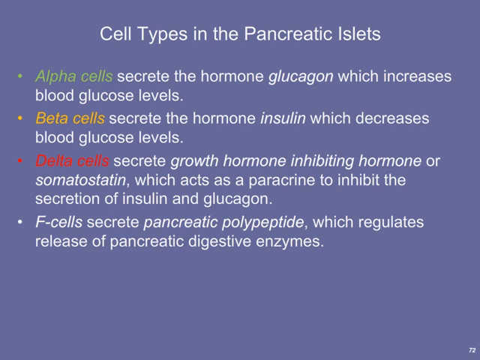The alpha cells secrete the hormone glucagon, which helps to increase blood glucose levels during times of fasting, whereas the beta cells secrete the hormone insulin, which helps to decrease blood glucose levels after you've eaten a meal. Because insulin and glucagon work in opposite directions, we say that they are antagonists.